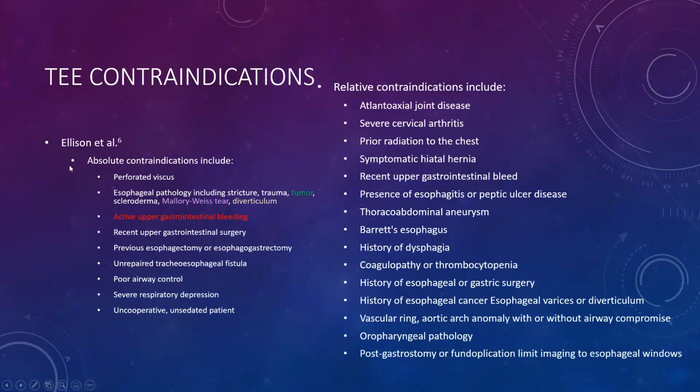Ellison, again, we see some things that were called relative contraindications by others are going to be called absolute contraindications. For instance, Ellison calls a Mallory-Weiss tear an absolute contraindication. Diverticula, we've seen, has fallen on either absolute or relative.